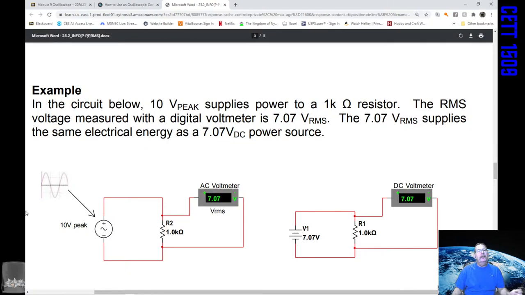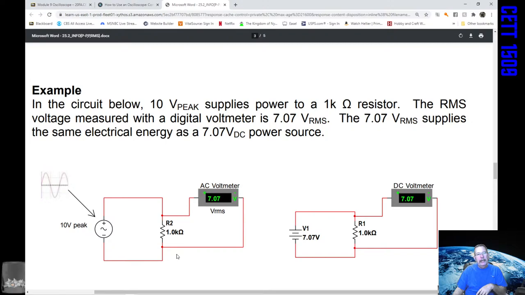So when we look at this, we look at the left circuit and we see an AC source here. And of course it's a sine wave, right? And it says it's 10 volts peak. We've got a resistor here. The voltage that we read off of a voltmeter, I know this is going to confuse a few of you, okay? The voltage that we read off a voltmeter is actually 7.07 or 0.707 of that amount.